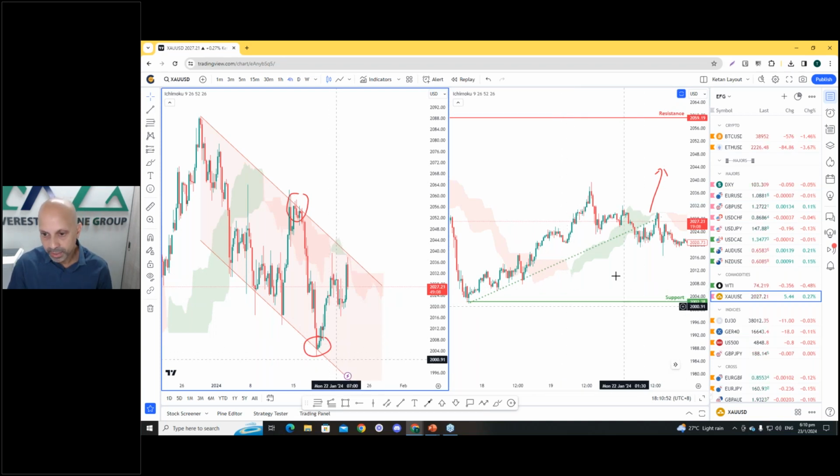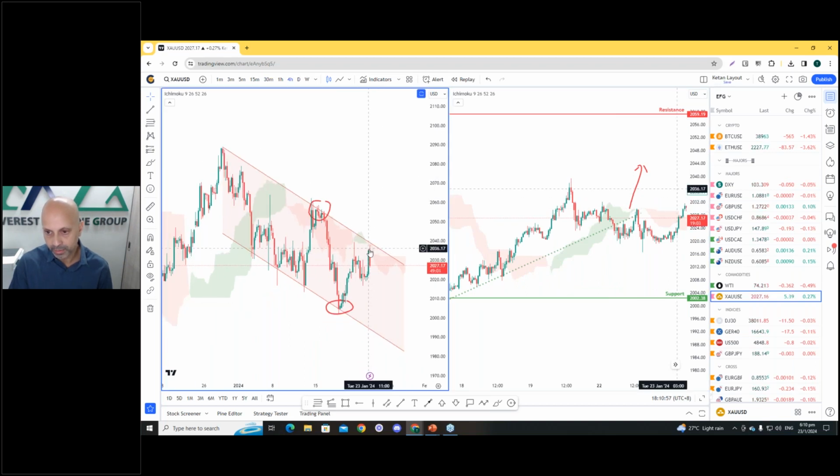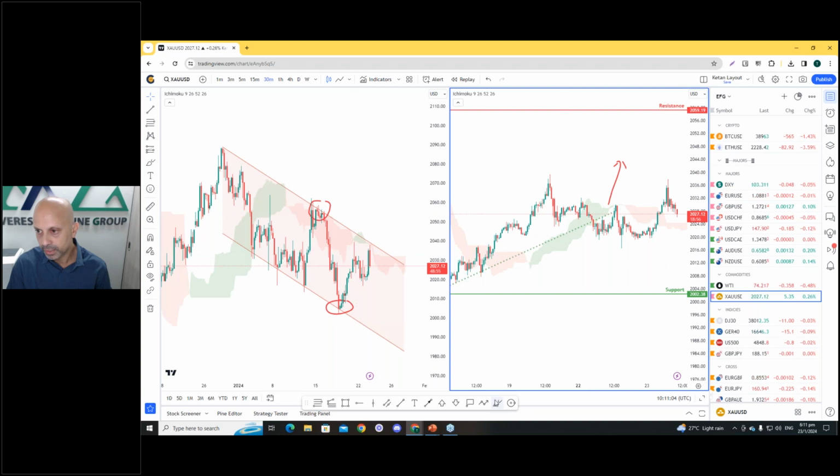Now similarly, with price falling down, this would have been a potential entry point around 2030 to 2040. So that was around here. This is the 19th of Jan, so the 19th of Jan was here. This would have been one point. The second point is here, which is the 23rd of Jan. On the 23rd of Jan, price is falling quite strongly today as we speak.